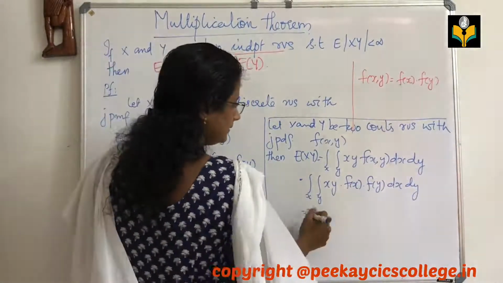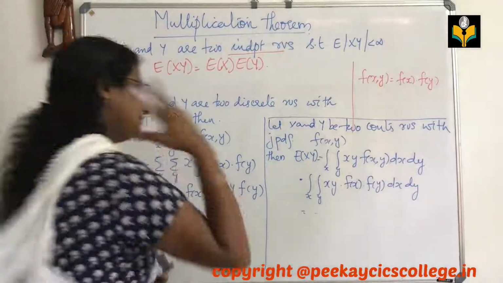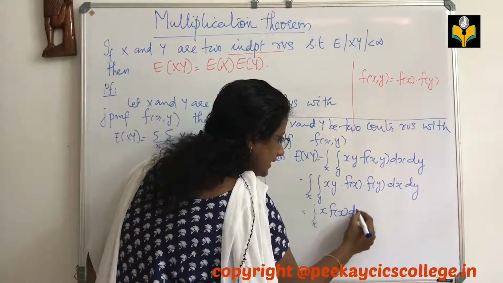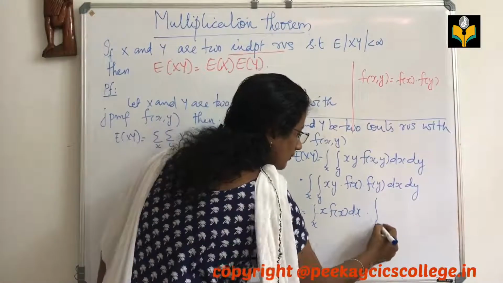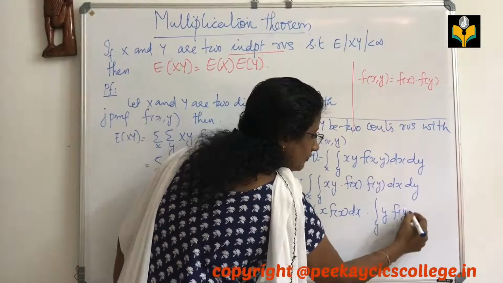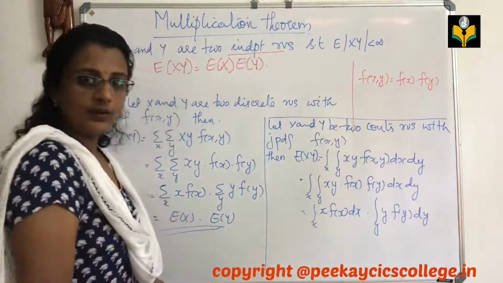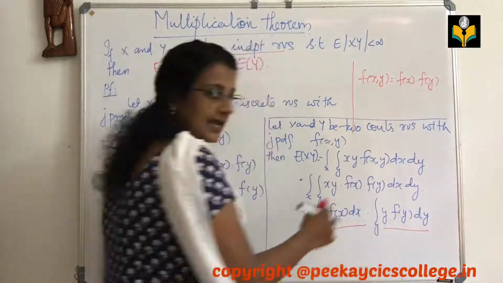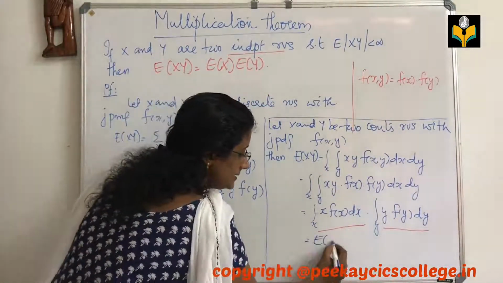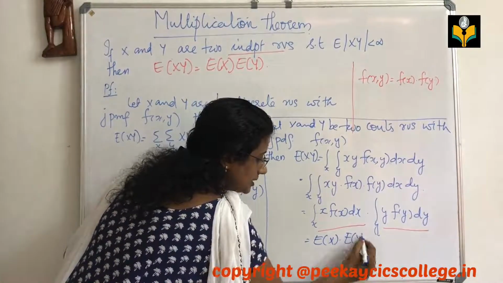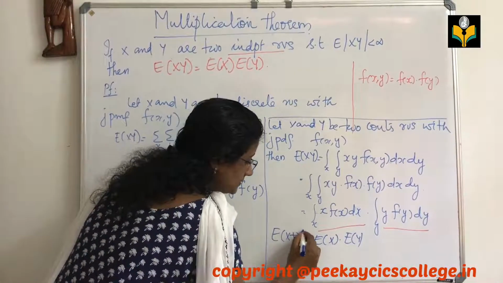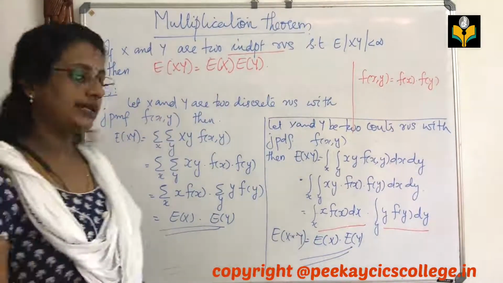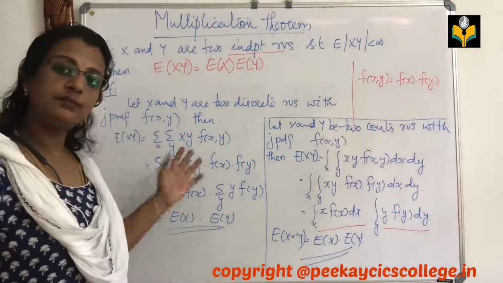I will rewrite this as integral over x, x into f of x dx, into integral over y, y into f of y dy. What is this? This is expectation of X and this is expectation of Y. That is, expectation of X into Y, sorry, X into Y equals expectation of X into expectation of Y. We have proved the result in both the cases.